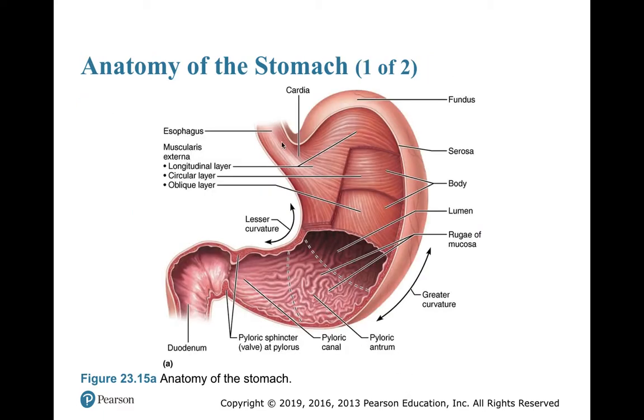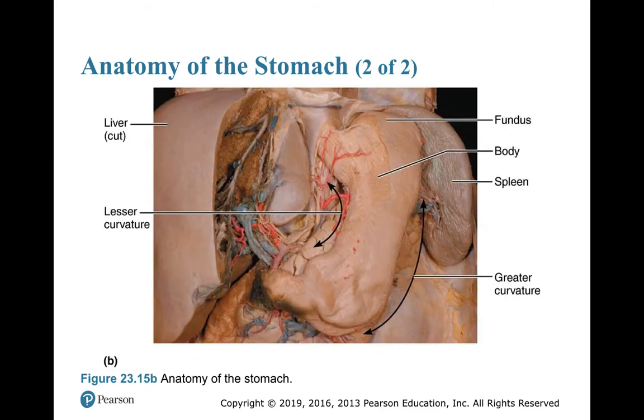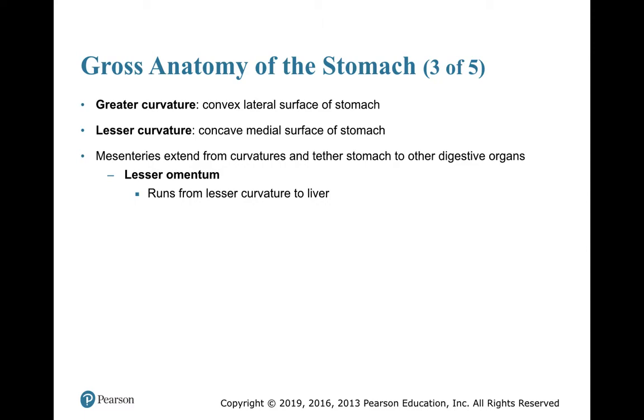So we have the esophagus coming in, cardiac region, the fundus region, the body down to the pyloric region. We have a greater curvature on this side and a lesser curvature on the inside. So that greater curvature is on the lateral surface. The lesser curvature is on the medial surface.